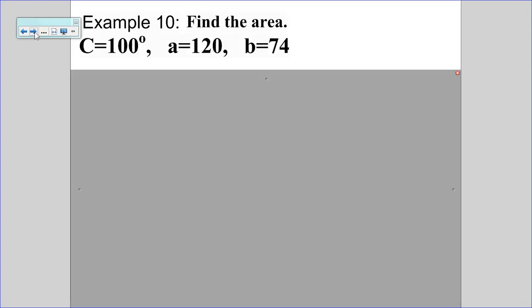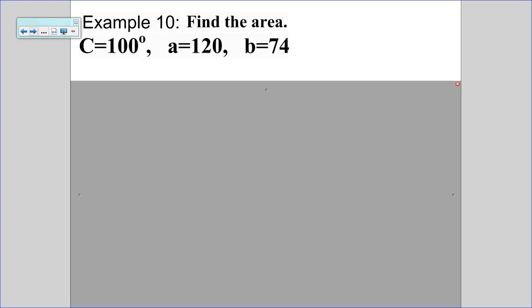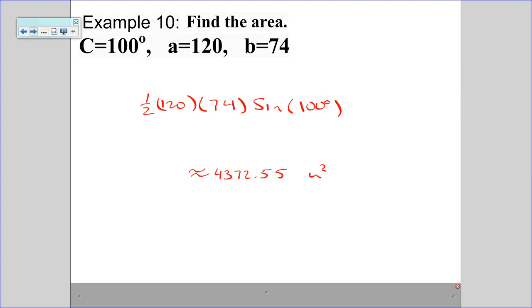OK, here's one for you to try on your own. Not going to be able to do this one using the unit circle because we don't know what the sine of 100 is. Ready or not, here come the answers. Pause if you're not ready. OK, about 4,372.55 units squared. This is one step. Just type it into your calculator.